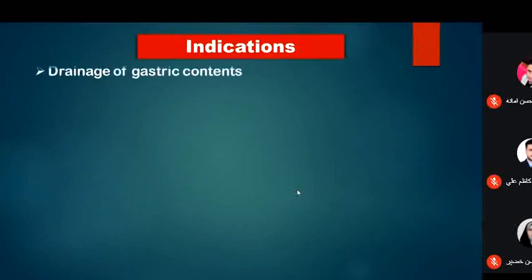The indications of the NG tube. Of course, drainage of gastric content.